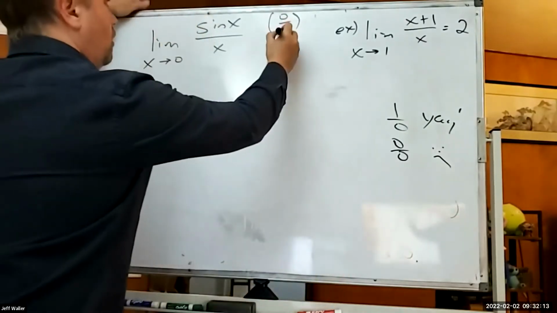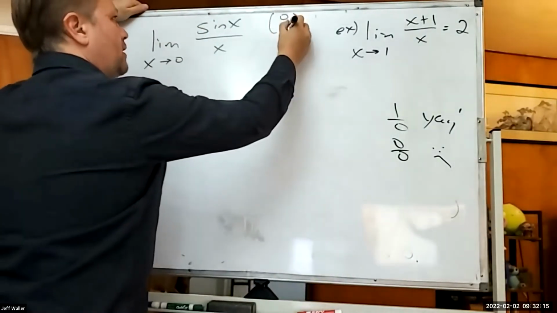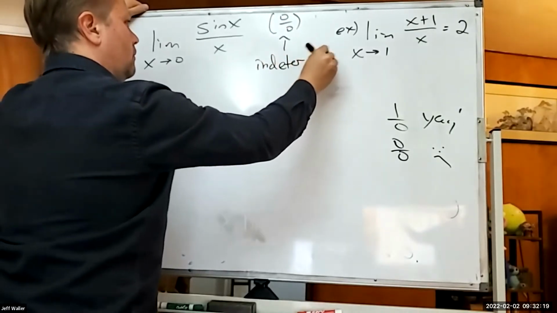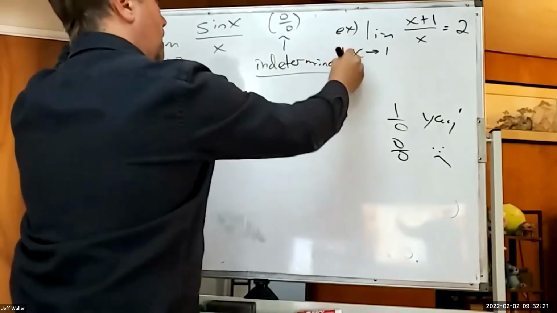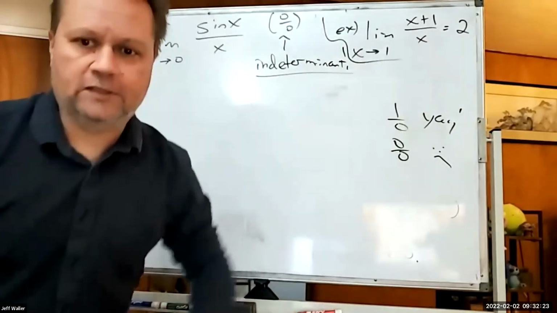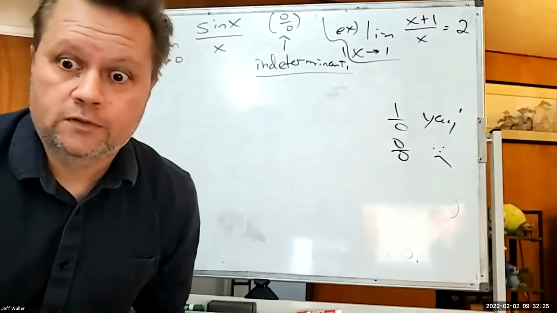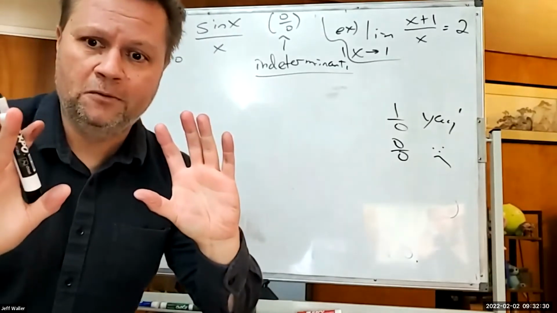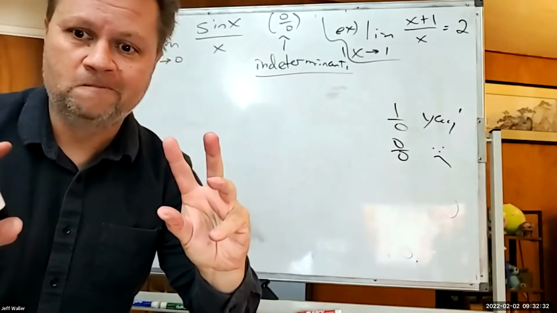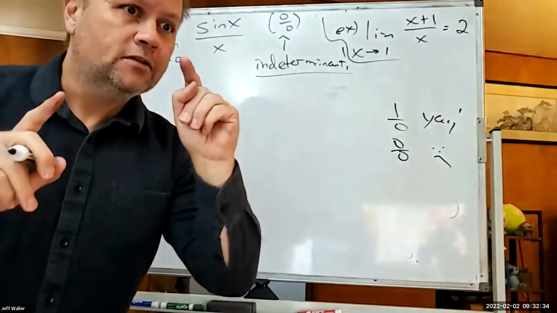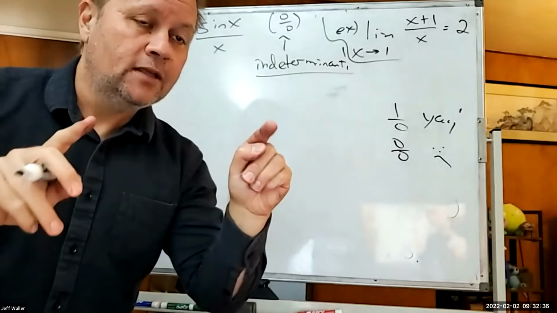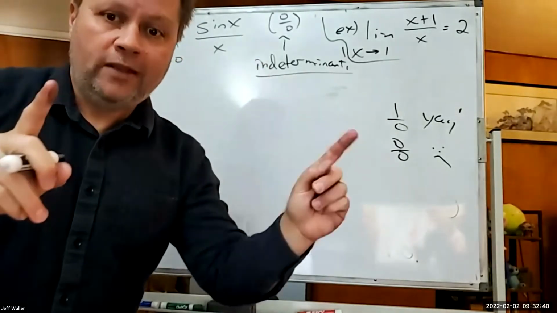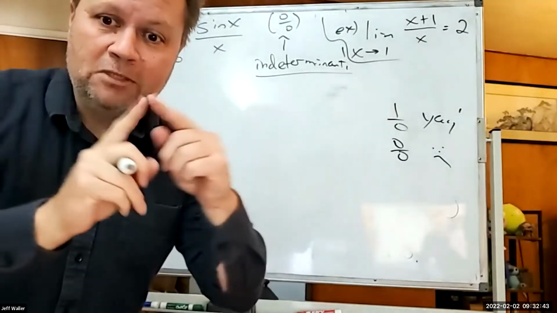So this isn't undefined. This is called indeterminate, which basically is just saying it's worse than undefined. Is everybody roughly with me? The answer to something that's indeterminate can be negative infinity, it could be infinity, or it could be anything in between.